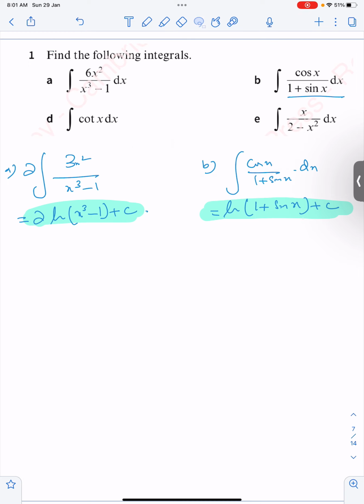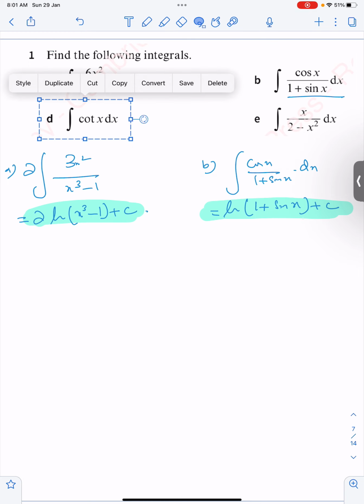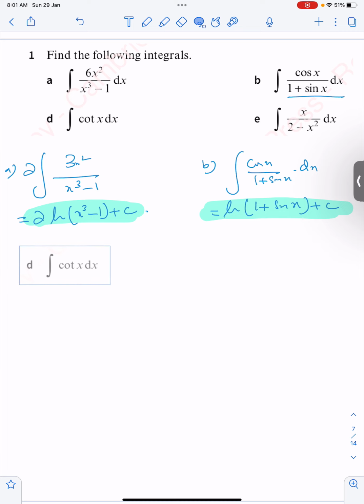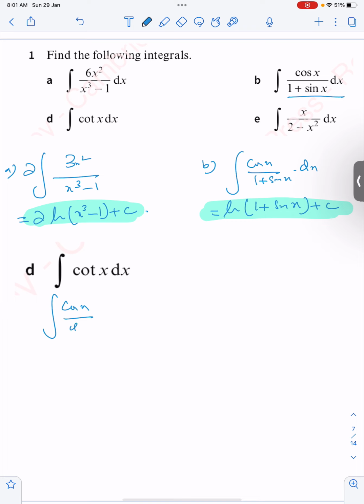Okay, the D part now. Cot of x. We know cot is cos x upon sin x. So we've done this question before, but it was tan of x. Now we know that the differentiation of sin x is cos x. So you can simply write it as ln sin x plus c. Okay, moving on to the next one.